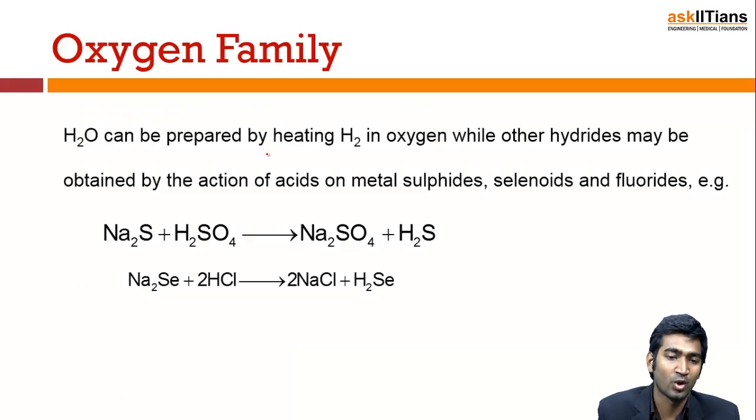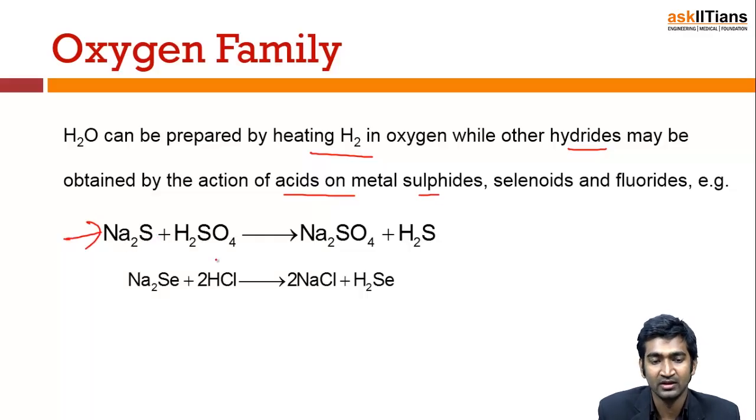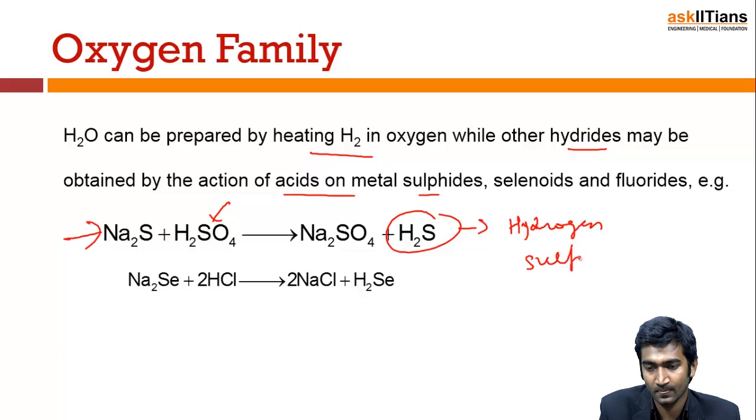If I have to prepare water, then I will prepare it by heating H2 in oxygen. But other hydrides can be obtained by the action of acids on the metal sulfide. Suppose I take the metal sulfide, sodium sulfide, and react it with acid, I will get Na2SO4 plus H2S. So this is my hydride, hydrogen sulfide. You can get it like this. Similarly, for H2Se also I will get hydrogen selenide.